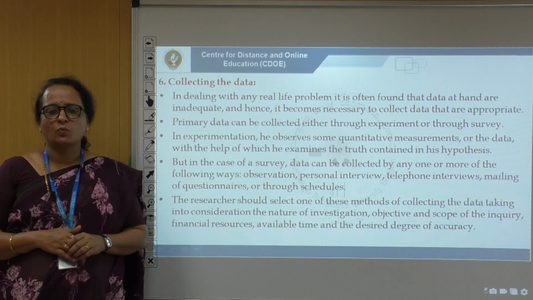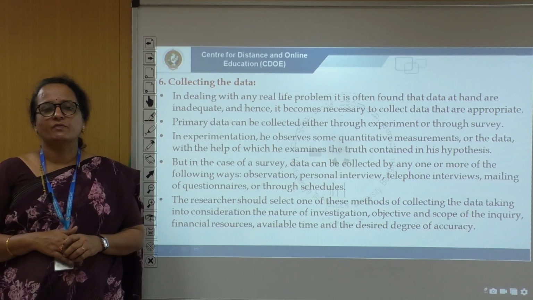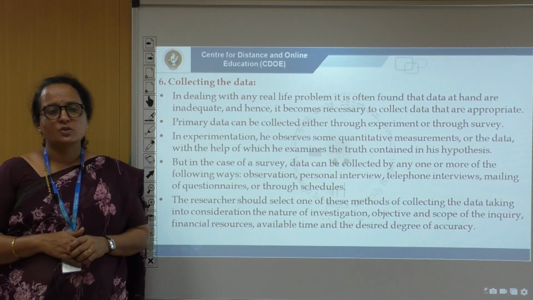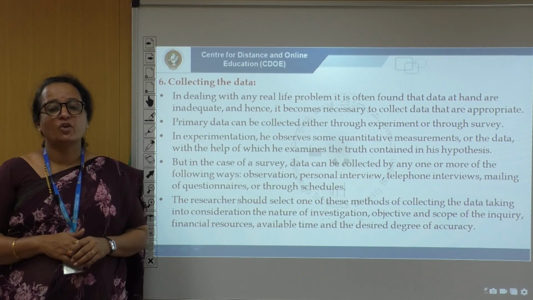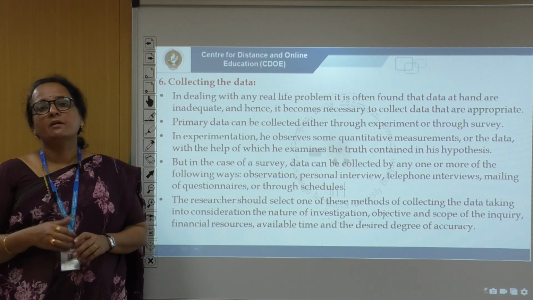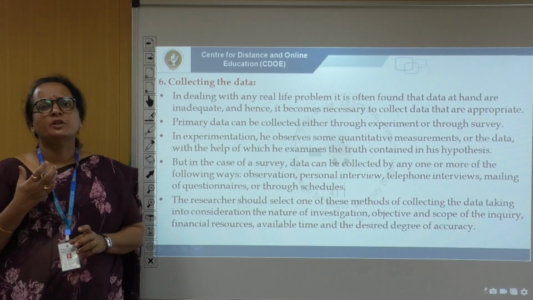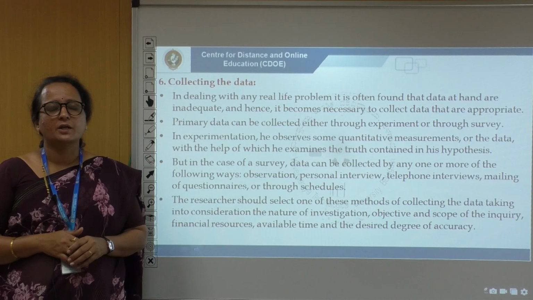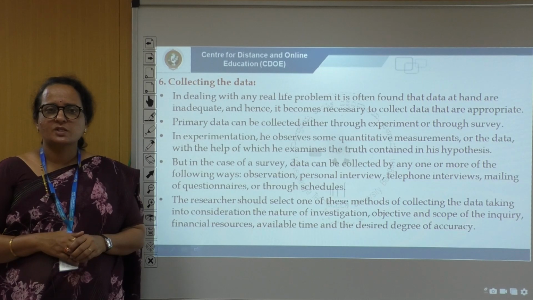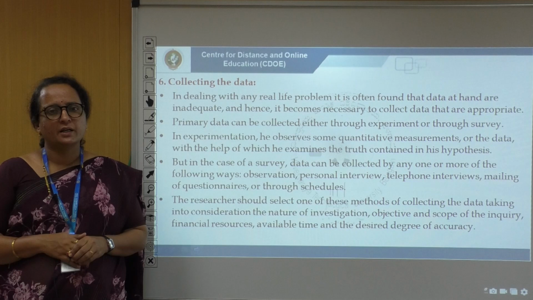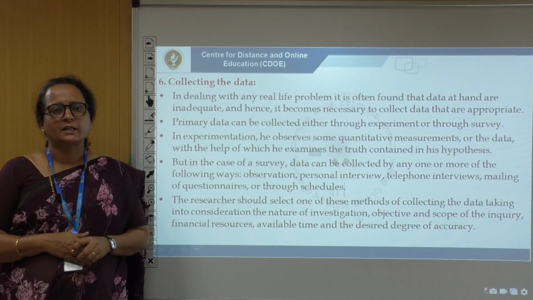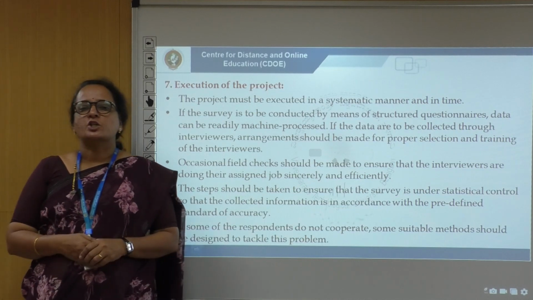Once the researcher should select one of these methods for collecting the data, taking into consideration the nature of the investigation. Also depending upon the nature of the study, nature of the problem, objectives of the study, scope of the study, scope of the inquiry, availability of financial resources, availability of time, and the desired degree of accuracy. For example, if the desired degree of accuracy is very high, experimentation is the most appropriate method of data collection. If the budget availability is huge, then experimentation is okay, because experimentation is very expensive compared to the other data collection methods. So depending upon the nature of the study, objectives, scope, financial resources or budget availability, availability of time, and the degree of accuracy expected, the different types of methods can be used for collecting the data. So this is all about collection of data.